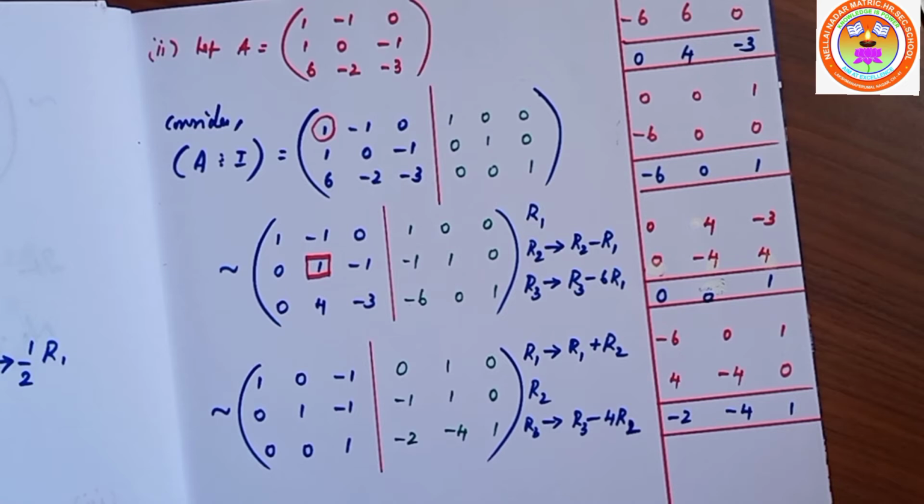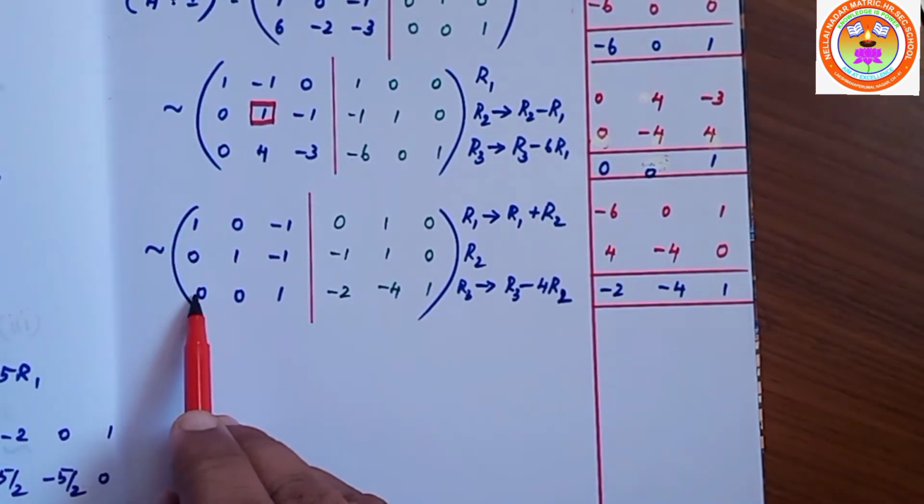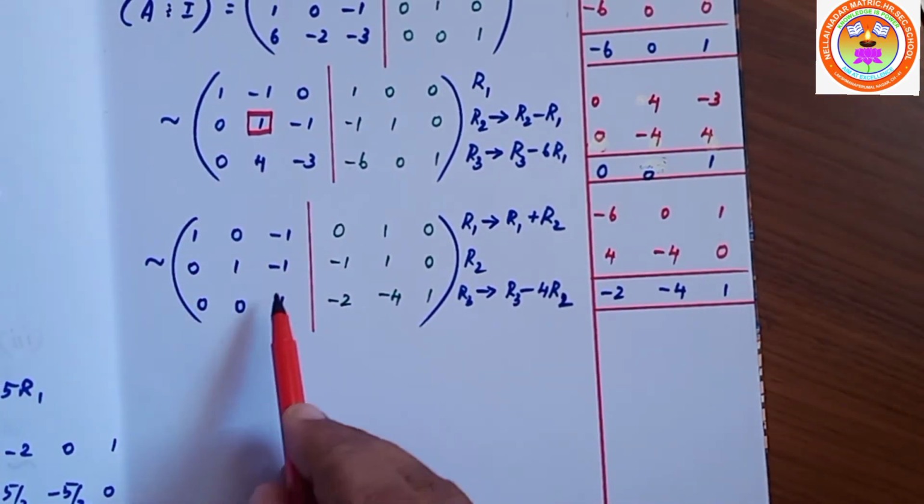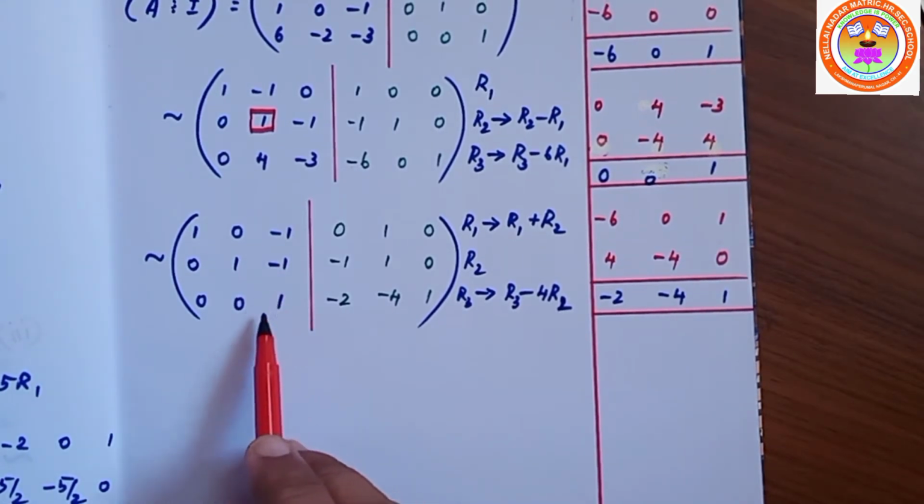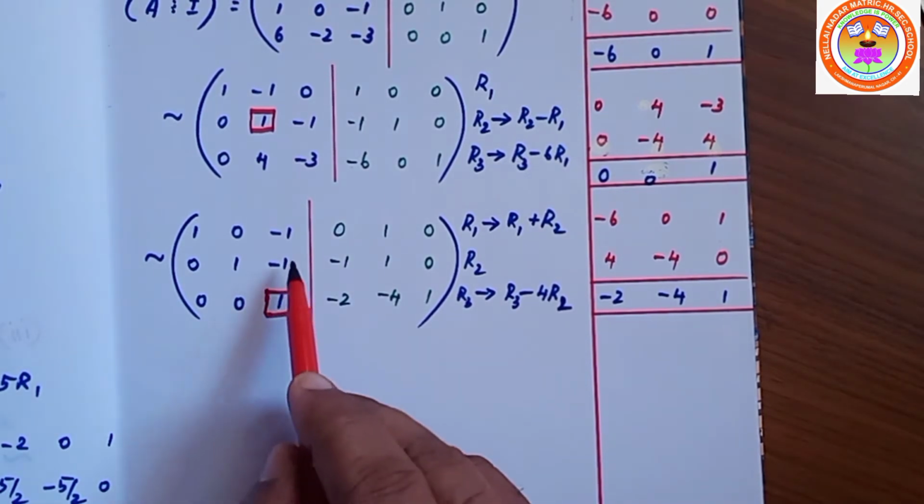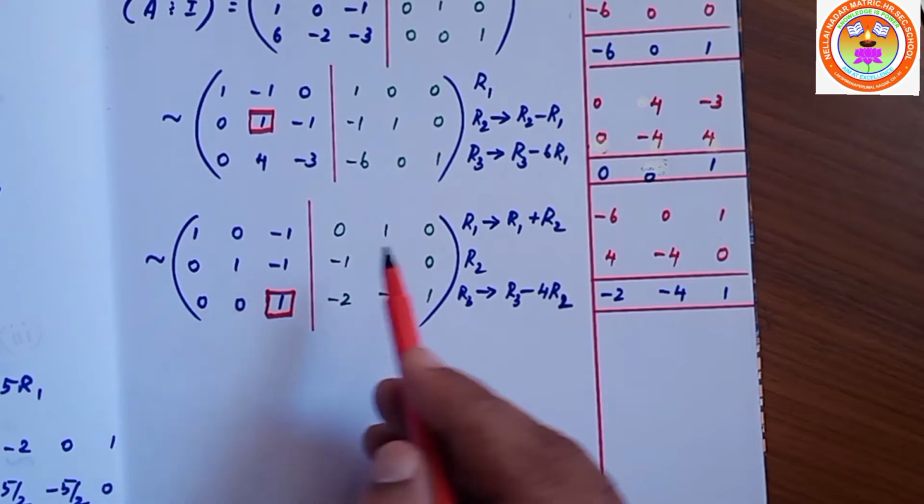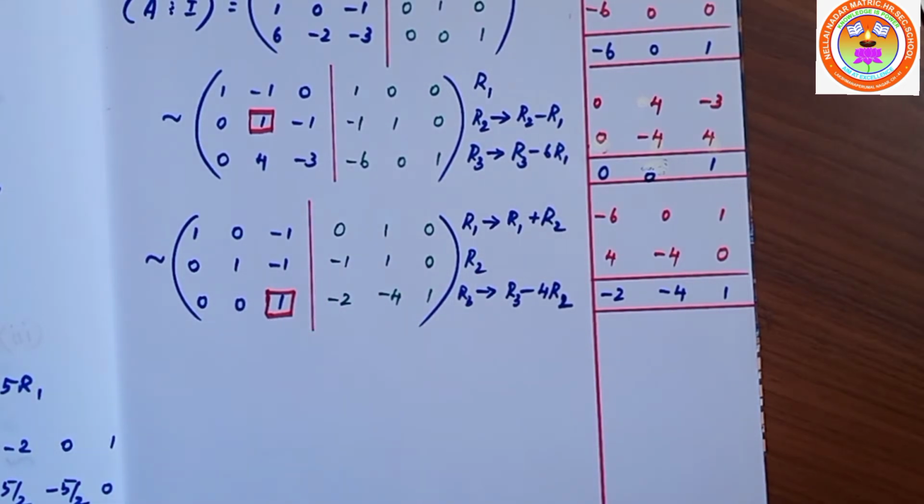Okay, now 1 0 0 over 0 1 0 over, it has to be 0 0 1. So already we have 1. So with the help of this number, we have to convert these two numbers as 0. So put equivalent.